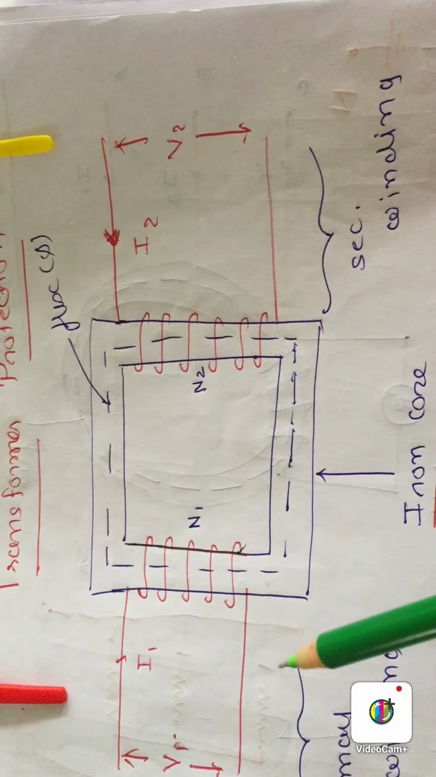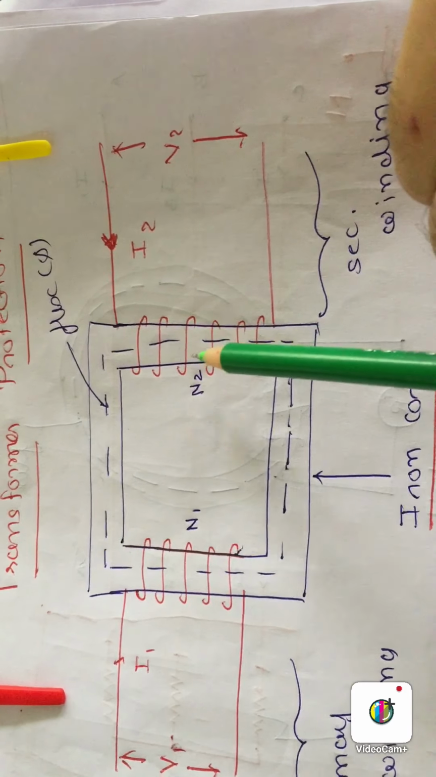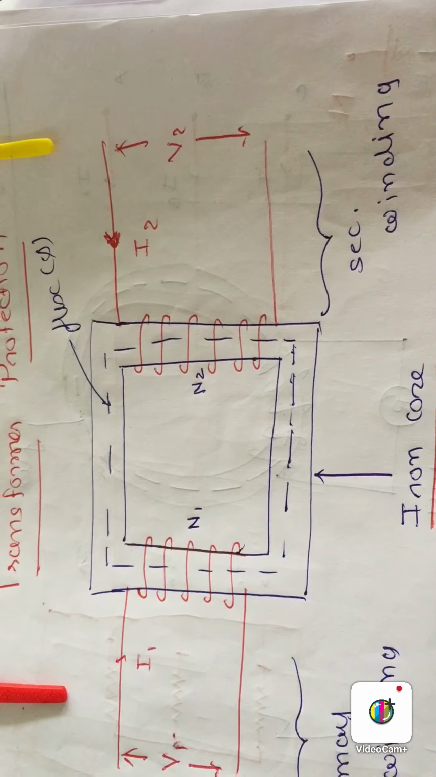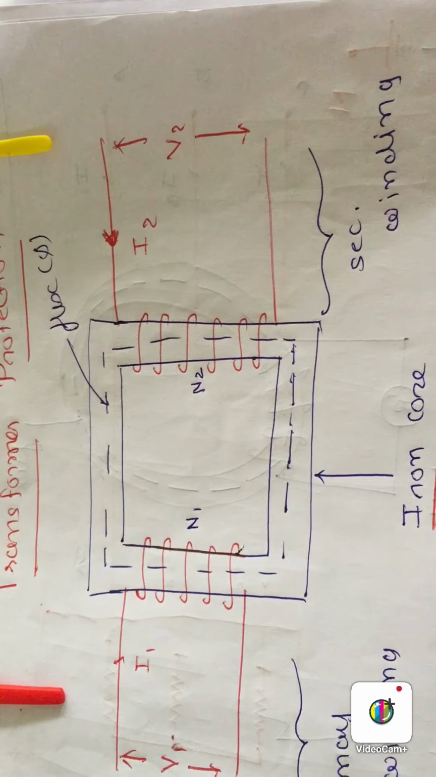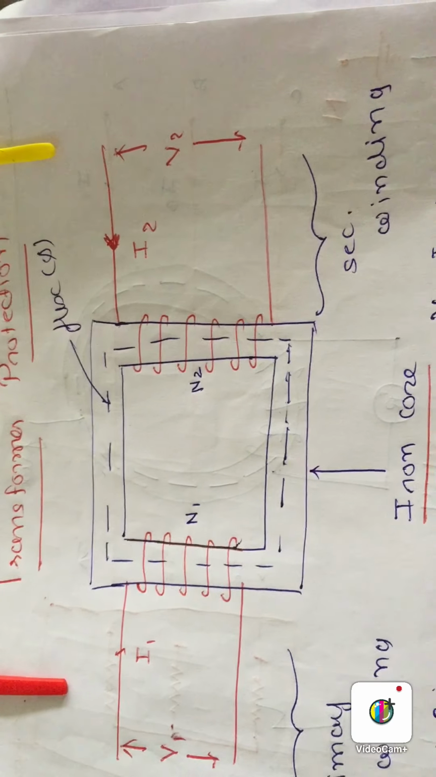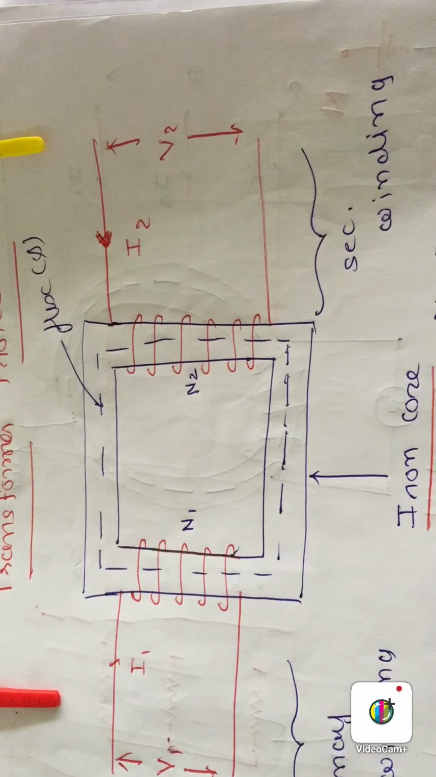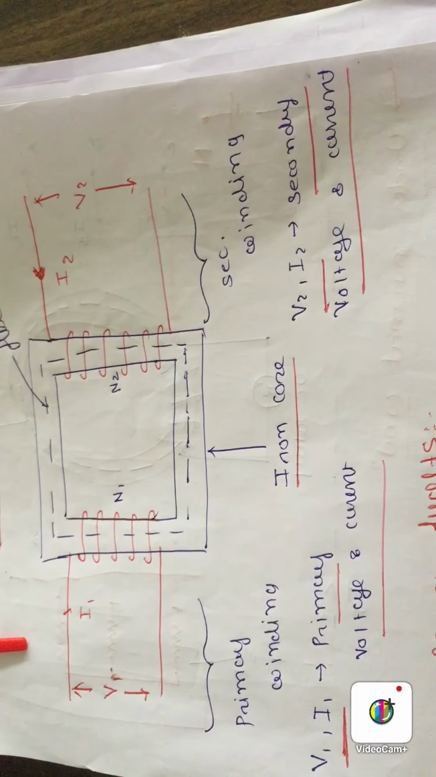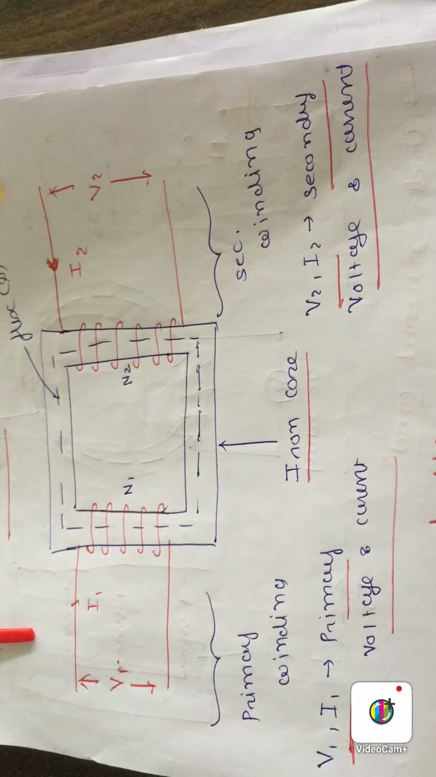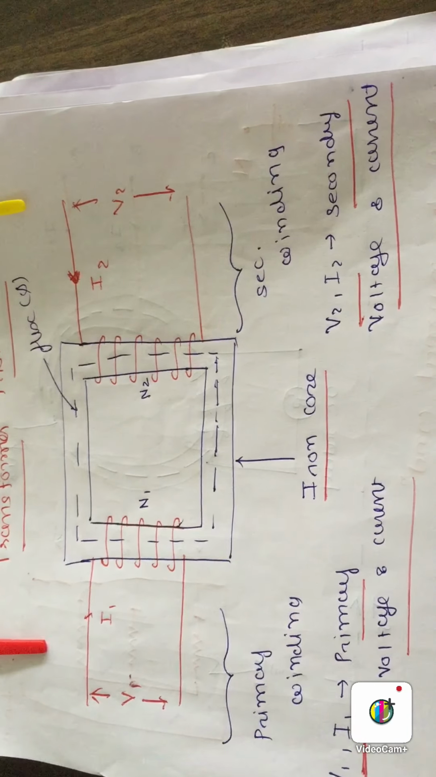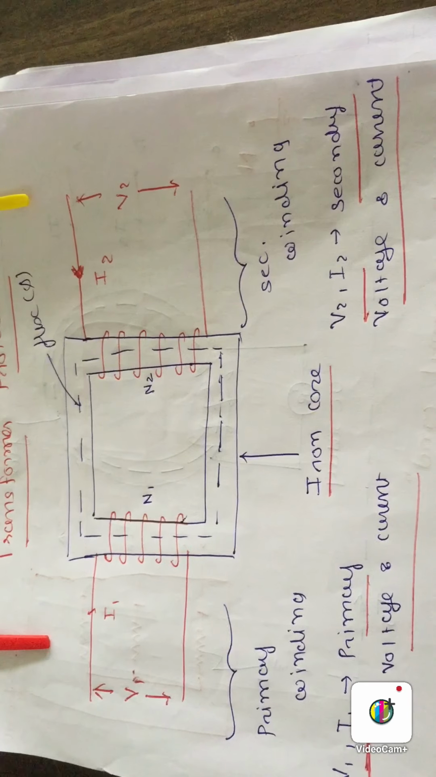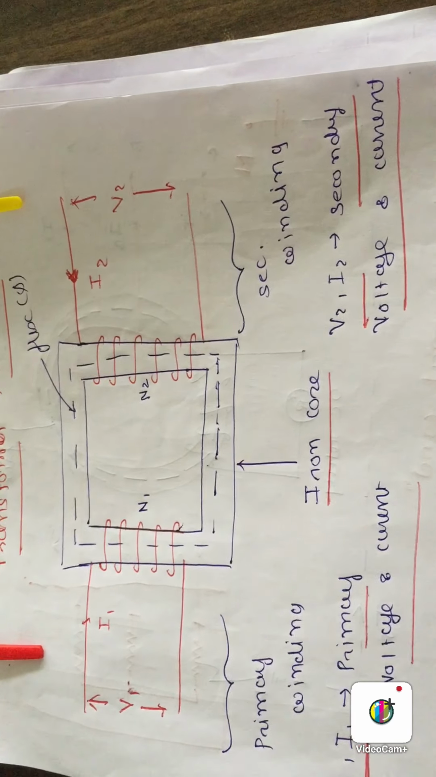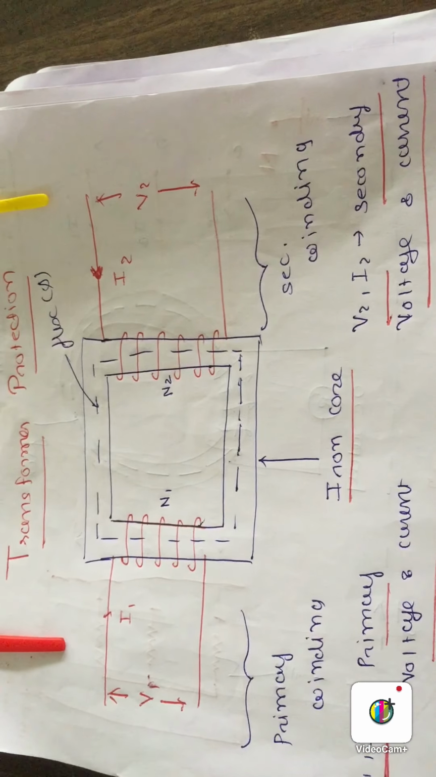The EMF induced in winding is given by one equation, E equal to minus N d phi by dt. Basically transformer works on that equation. This is the construction. Here you can see primary winding, V1 and I1 are primary voltage and current, iron core, alternating flux. N1 is the number of turns of primary winding, N2 is the number of turns of secondary winding, V2 and I2 are secondary voltage and current. So this is the basic introduction of transformer.